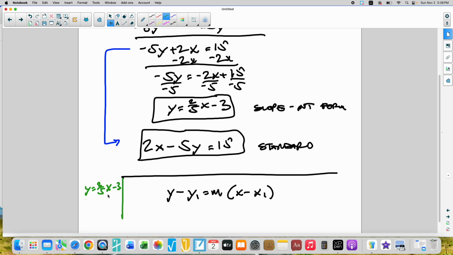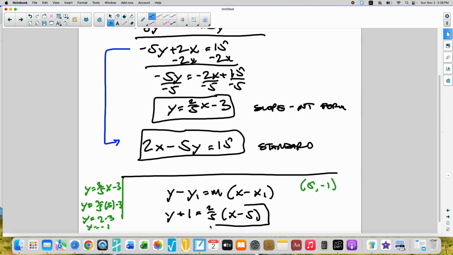If I plug in 5 for x, so I'm going to use the point 5, comma. If we put 5 in there, 2/5 times 5 minus 3 gives us 2 minus 3, y equals negative 1. So 5, negative 1 is our point. Now we plug it in, y plus 1, because it's the opposite of my y value, equals m. My slope is 2/5, times x minus 5. And that would be the point slope form. So using the information earlier helps us find it.